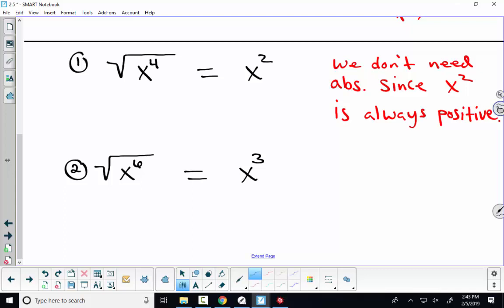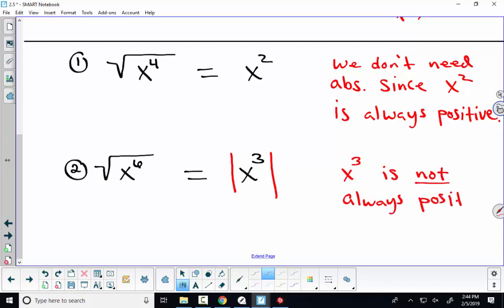So some people said yes, some people said absolute value. We really have to ask ourselves, just like in the square root of x squared, is x cubed always positive for all values of x? No, x cubed is not always positive. So we need the absolute value here. Thus, absolute value, ABS, is needed. Sorry, I got a little sloppy there.